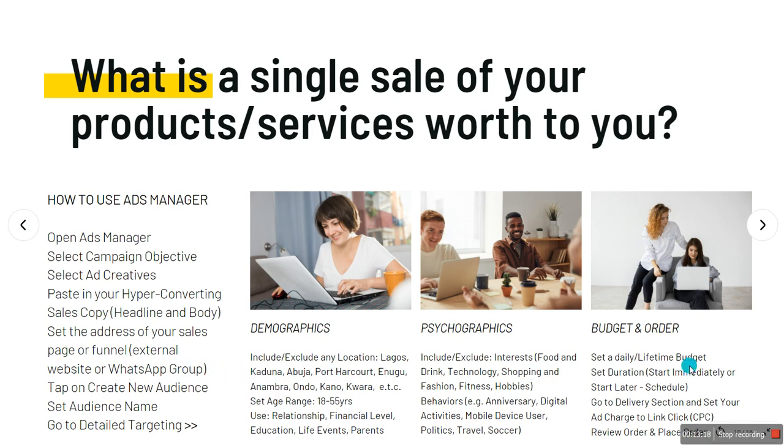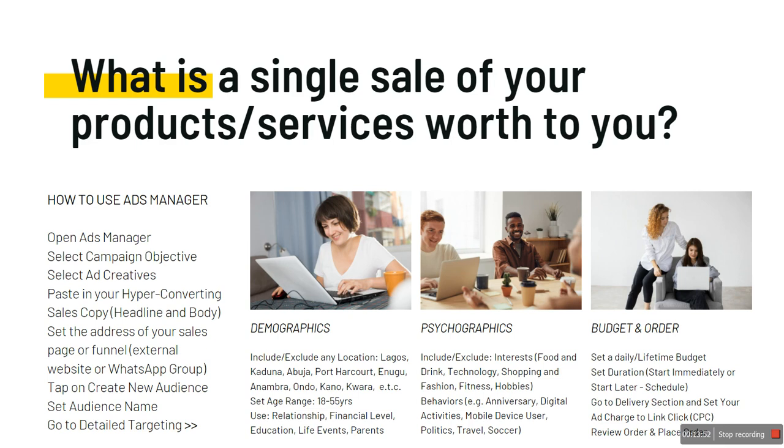Okay, that's one thing about the detailed targeting. Now the demographics and psychographics is where the detailed targeting is explained. You try as much as possible to target the right demographics and the right psychographics. Then your budget should now follow suit depending on what you want to do. And then you place your order based on whether you want to start immediately or you can start later. Maybe you want to start running on Sunday evening or Monday morning, so that through the week you are engaging your customers.